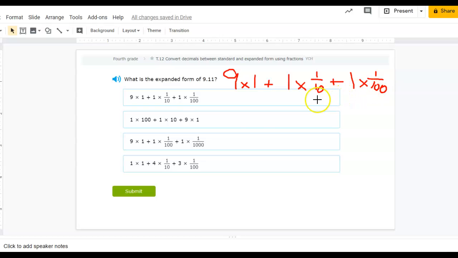I look down here below and I see first this one down here says 1 times 1. That's not going to work. 1 times 100. That's not going to work. So I'm down to 2 here. 9 times 1 plus 1 times 1/10 plus 1 times 1/100 looks just like my answer. That's where I feel like I'm going to go. But then we look here, and this is 9 times 1 plus 1 times 1/10, but it's multiplying 1 times 1/1,000. So I was correct.